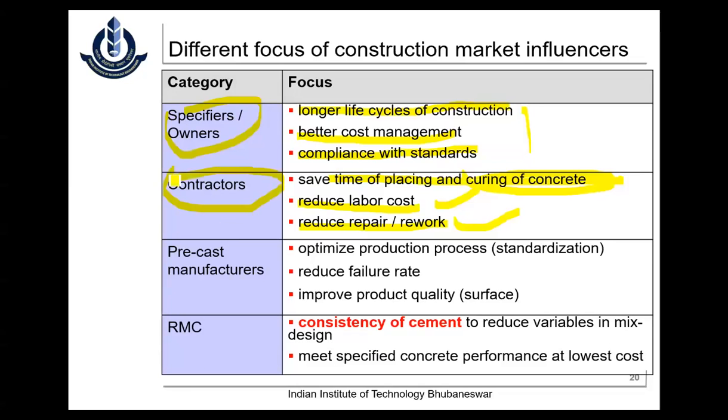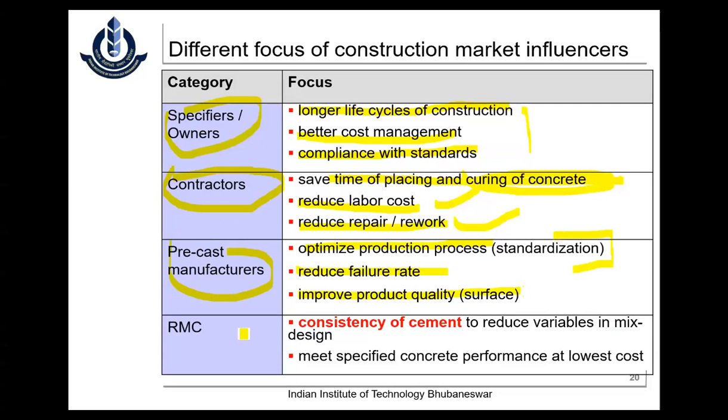Coming to the precast manufacturers, like you rightly said, they look for an optimum production process. Anybody as a business person looks into that. He doesn't want to have any failure rate. They also want to improve the product quality and surface. In precast manufacturing, the product quality will be fairly good because quality control is within your reach, so they can maintain it. That's not really a problem. Other issues also have to be met without compromising the quality. That is what I want to emphasize.